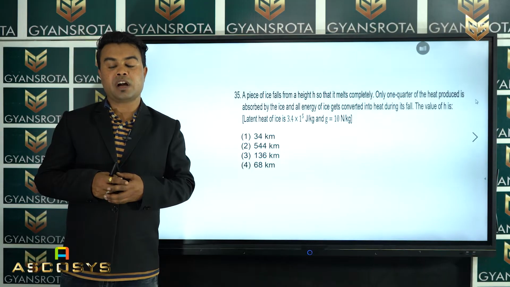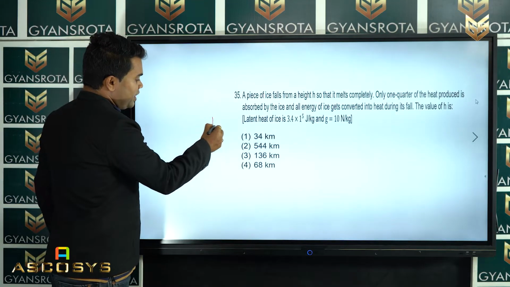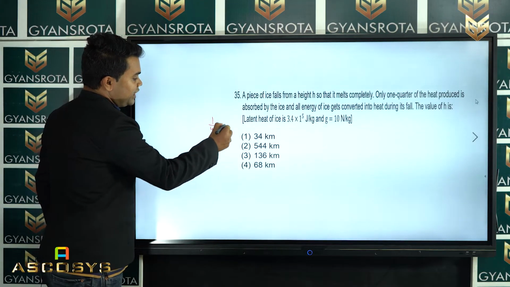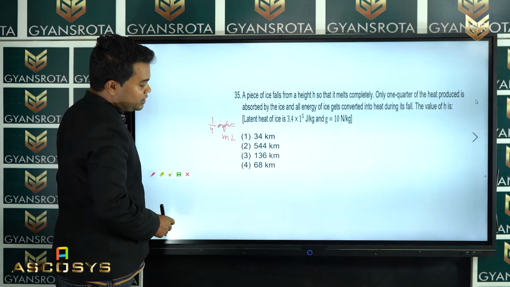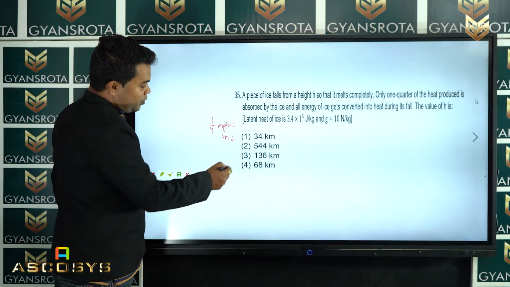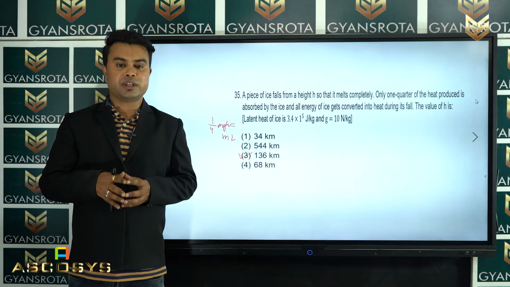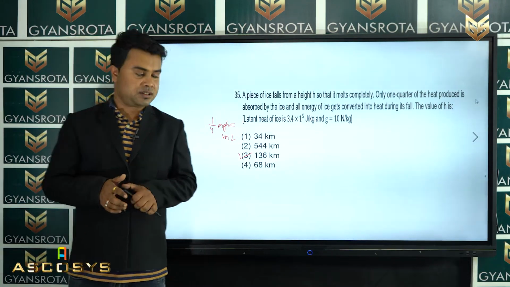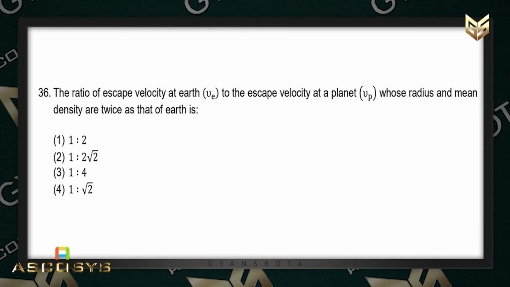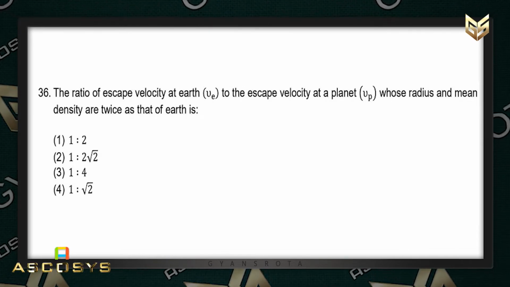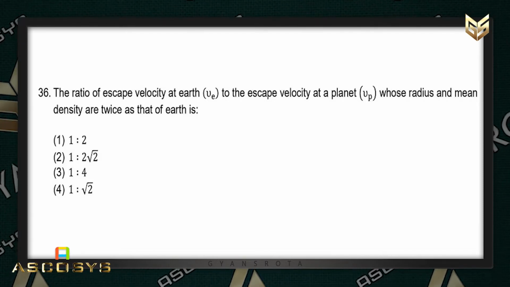So, which formula are you going to use out here? You will be using 1 by 4 mgh is equal to mL. If you solve this one, your answer is going to come out to be 136 kilometer. This is the correct answer. Let us go to the next question, that is question number 36. The ratio of escape velocity of Earth to the escape velocity of any planet whose radius and mean density are twice as that of the Earth is.